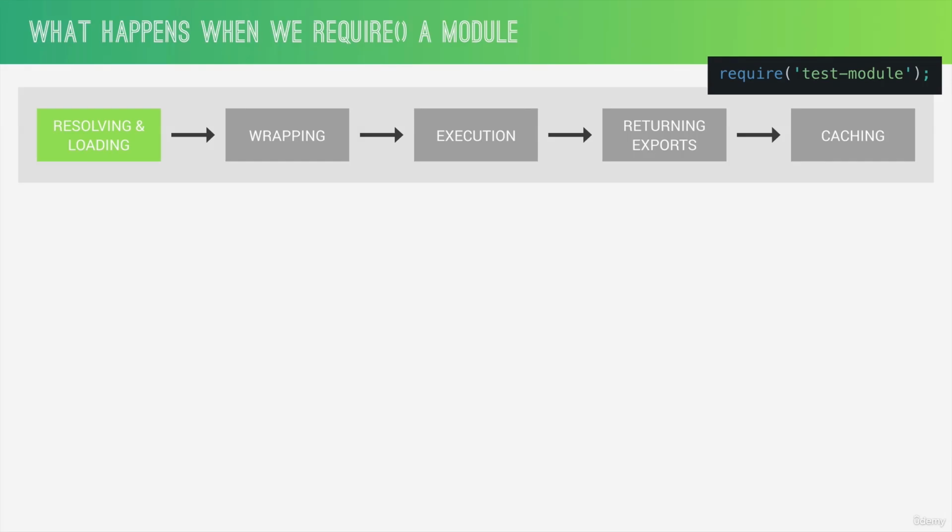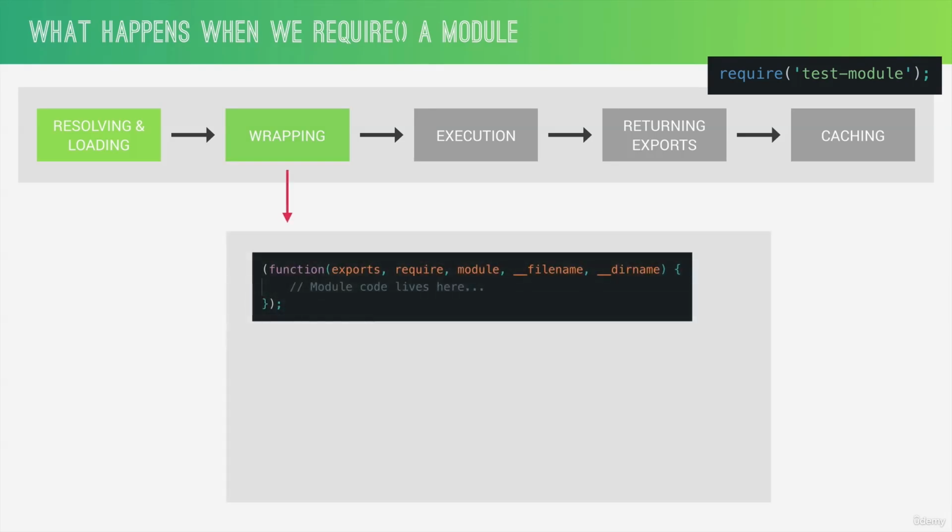Alright, moving on, after the module is loaded, the module's code is wrapped into a special function, which will give us access to a couple of special objects. And so this step is where the magic happens. It is here where we get the answer to the question, where does the require function actually come from, and why do we have access to it? Well, it's because the Node.js runtime takes the code of our module and puts it inside the immediately invoked function expression, or IIFE, that you can see here.